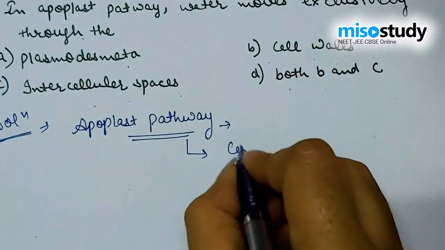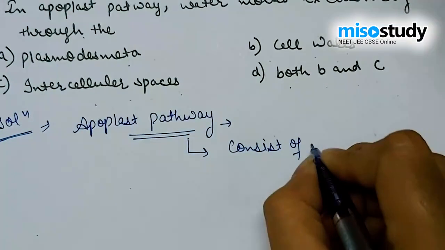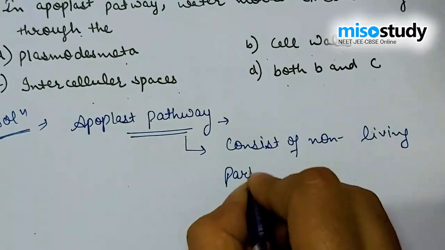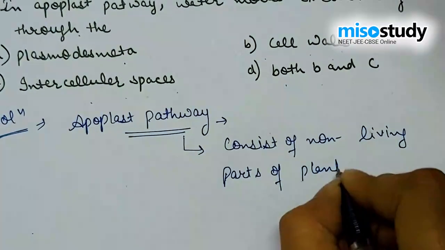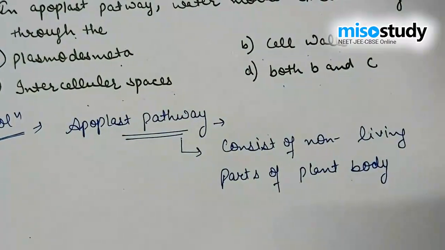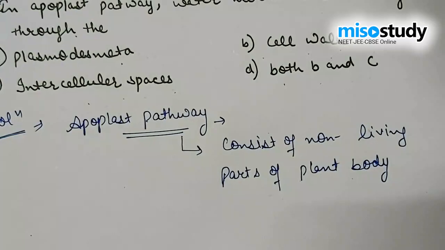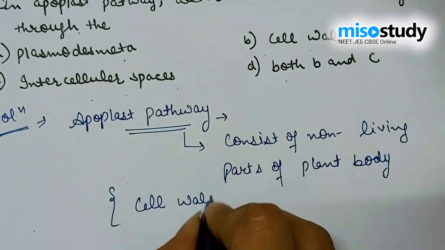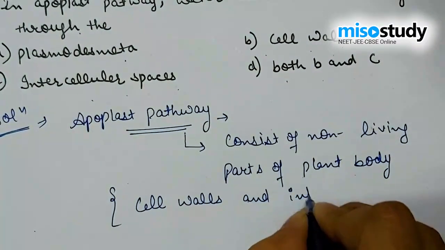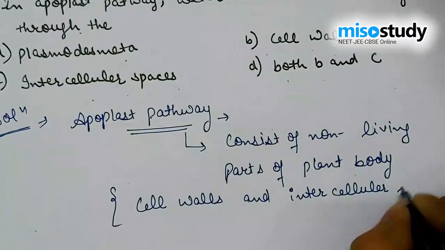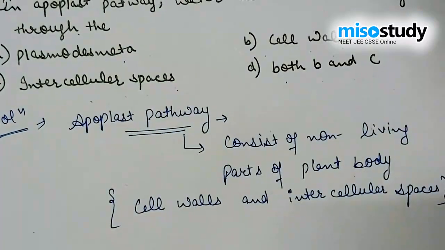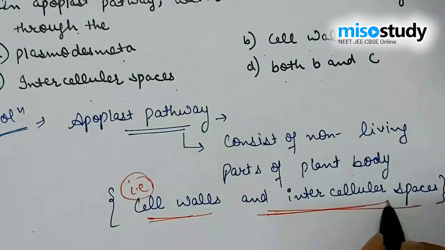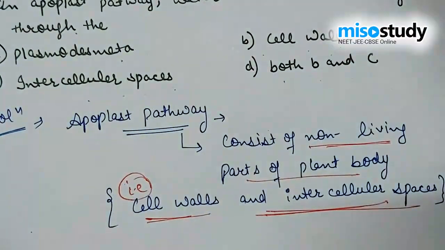The apoplast pathway generally consists of non-living parts of the plant body, for example, cell walls and intercellular spaces. That is, cell walls and intercellular spaces are the non-living part of the plant body.